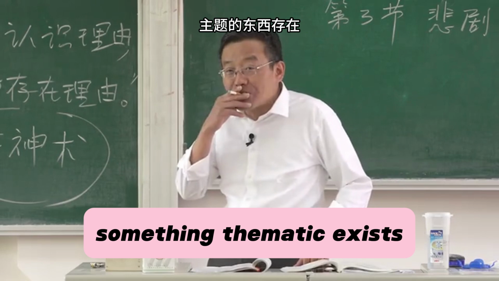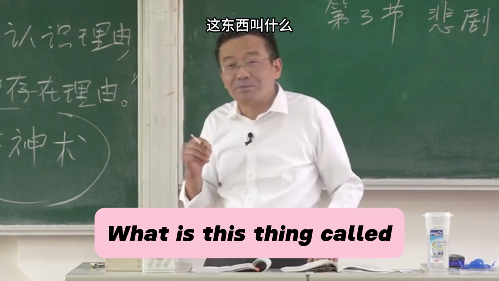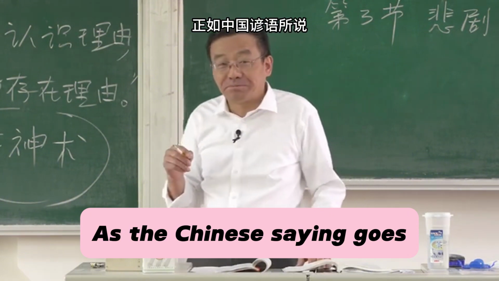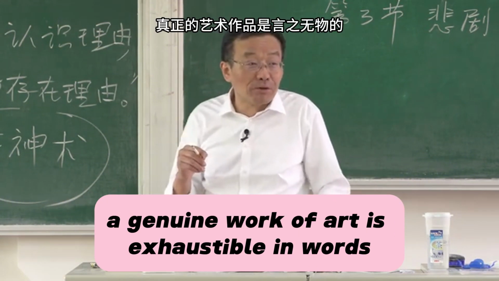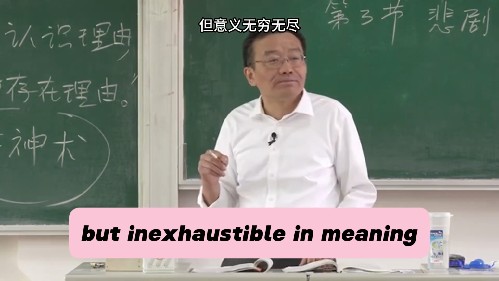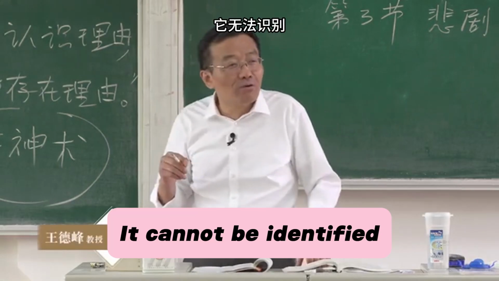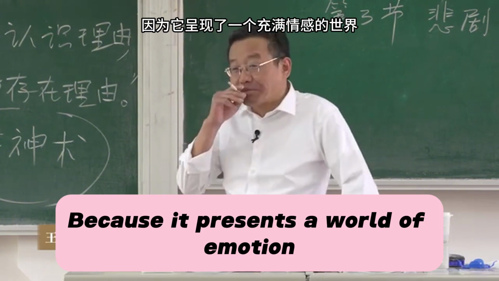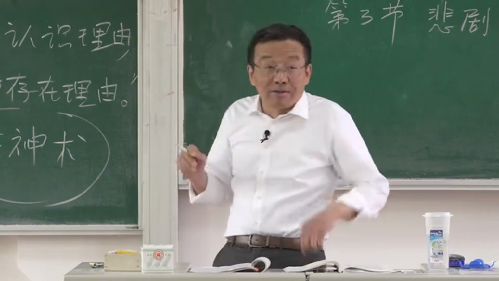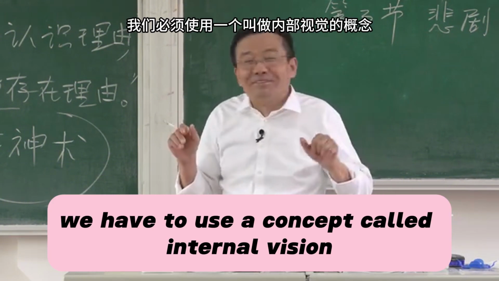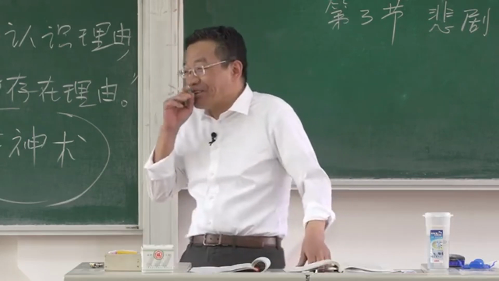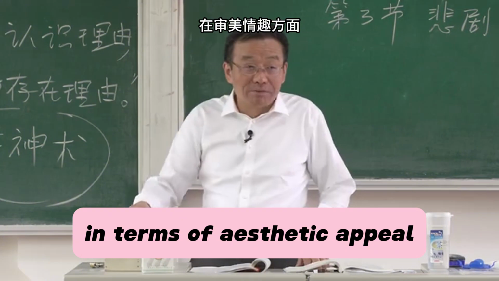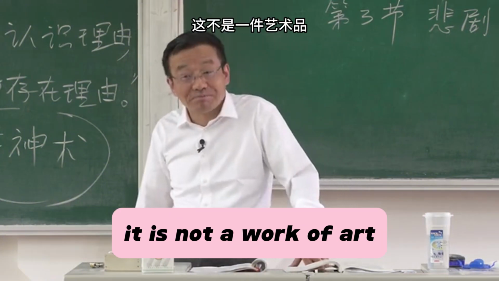thematic exists. What is this thing called? Internal vision. As the Chinese saying goes, a genuine work of art is exhaustible in words but inexhaustible in meaning. It cannot be identified and measured by scientific methods, because it presents a world of emotion. Therefore, we have to use a concept called internal vision. If a work only has external vision, no matter how attractive it is in terms of aesthetic appeal, it is not a work of art.